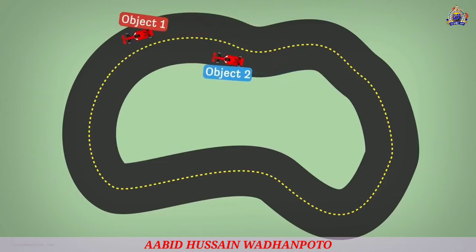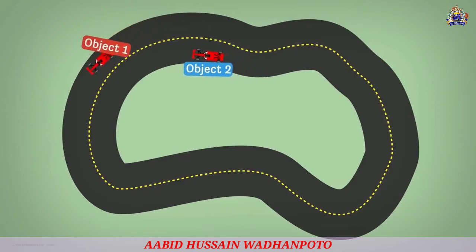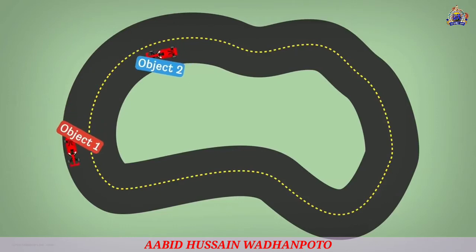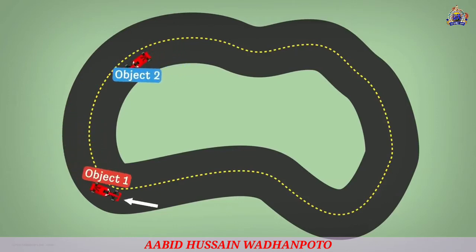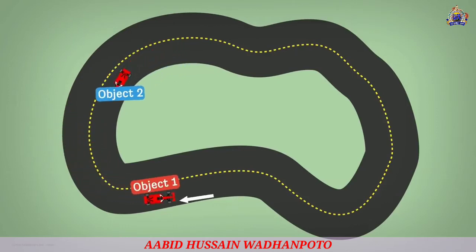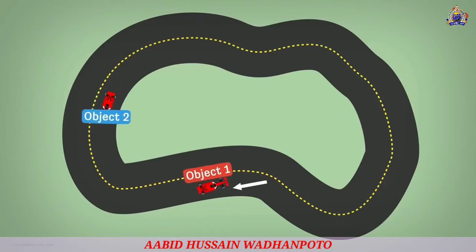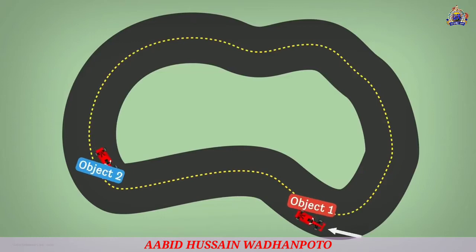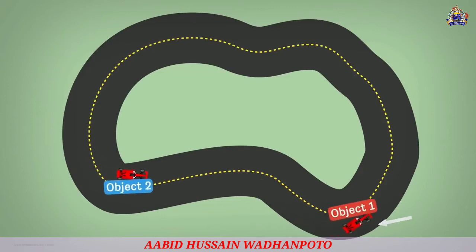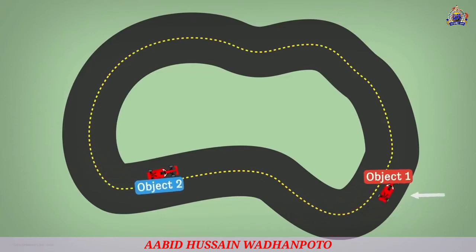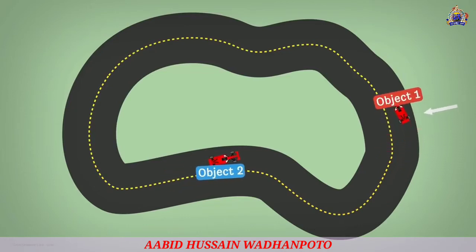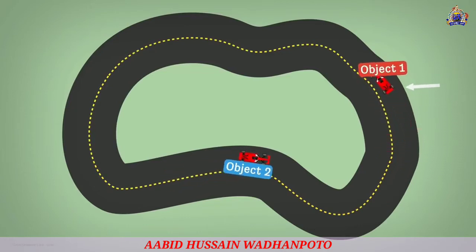If you see here, one of them is reaching its destination very fast and the second one is moving slowly. Here the red color object is moving faster than object 2. So it means it will cover more distance in the particular time which is given here.